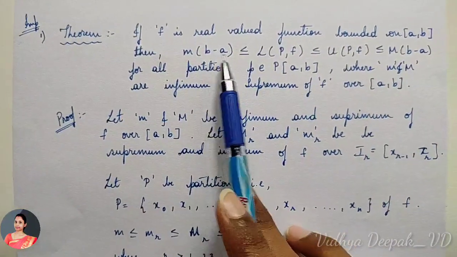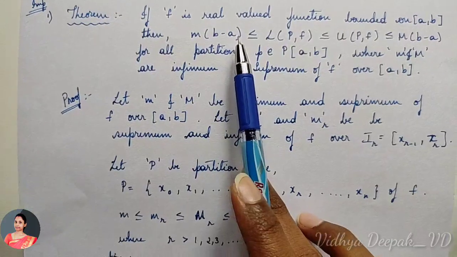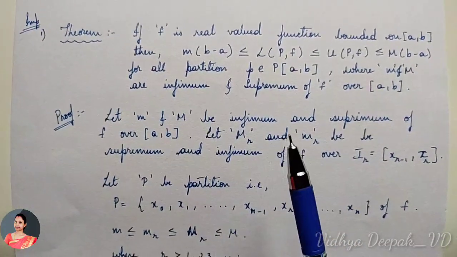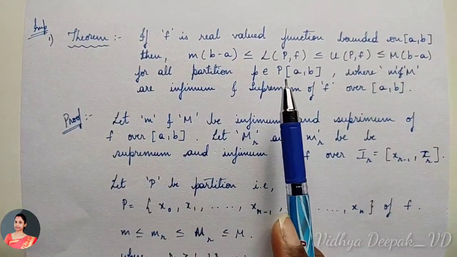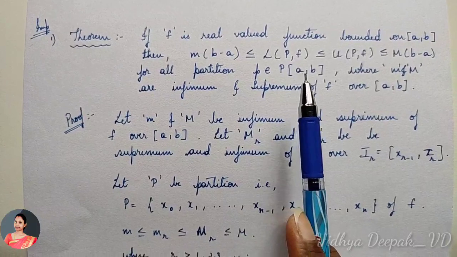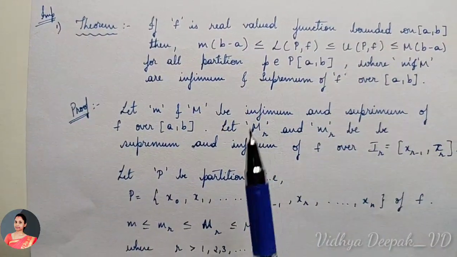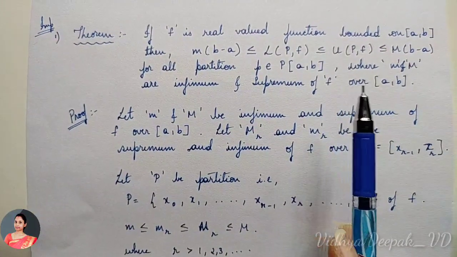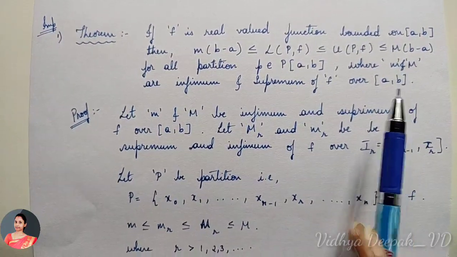Okay, what is b minus a? Here b minus a is considered as the length of the segment. We'll understand that better once we prove the theorem. This holds for all partitions P belonging to the set of partitions of the closed interval [a, b], where small m and capital M are, as I told you, the infimum and supremum of function f over the closed interval [a, b].